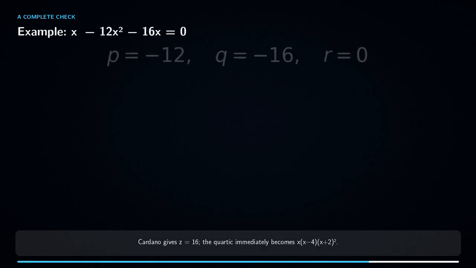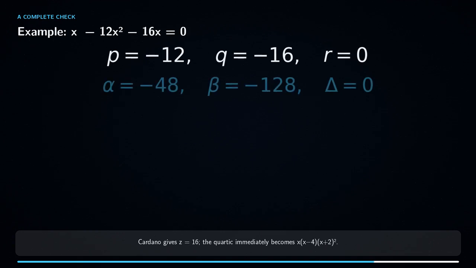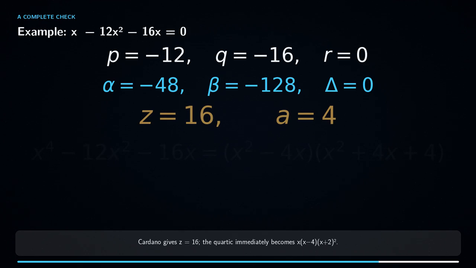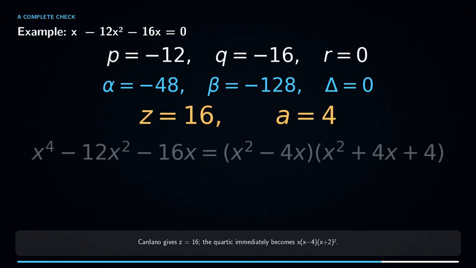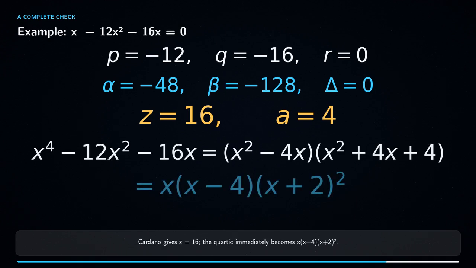Take p equals minus 12, q equals minus 16, and r equals 0. Then A alpha is minus 48, B alpha is minus 128, and delta alpha is 0. Cardano gives z equals 16, so i equals 4. The two known factors become x squared minus 4x, and x squared plus 4x plus 4. Completing their squares gives the roots 0, 4, and minus 2 twice. No hidden polynomial was solved.